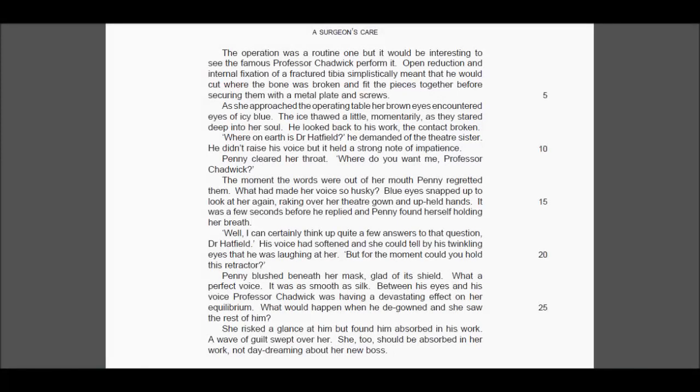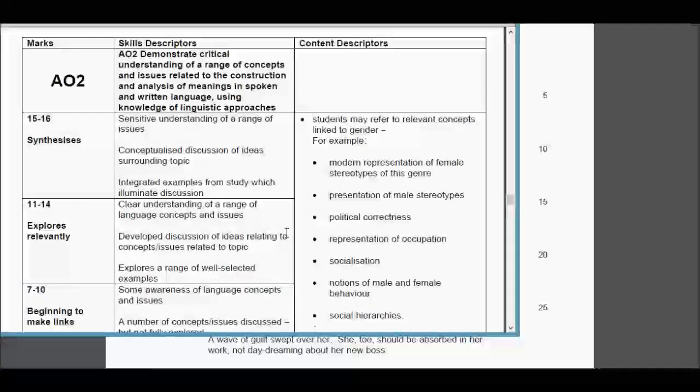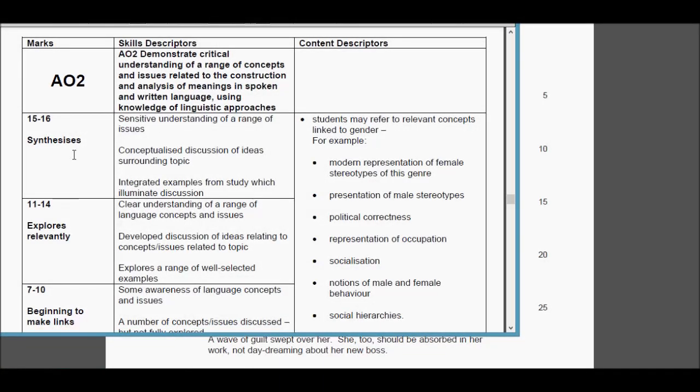To reach the highest band marks, and I'll just open up the mark scheme to show you, 15 to 16 marks for AO2, you really need to think about how you synthesize the information, and that's something that I think the exemplar exam script, which I will talk you through, does particularly well. It doesn't necessarily go through the script in a very prescriptive order, but it looks at certain concepts and then works out how to group different elements from the text together.